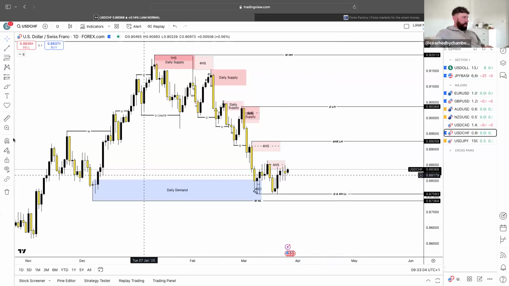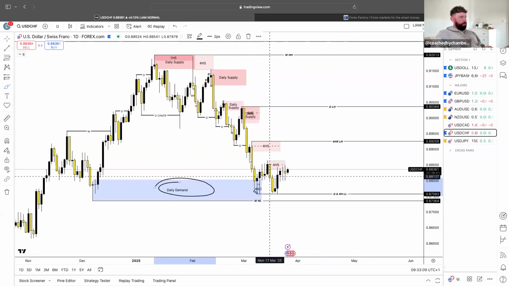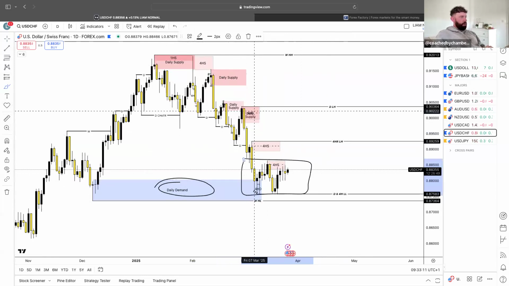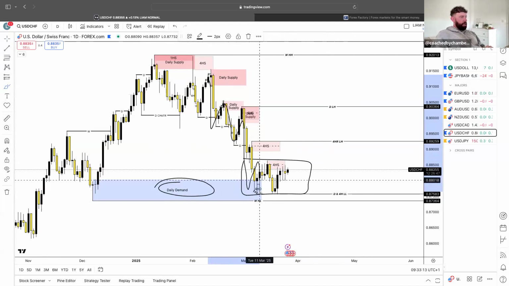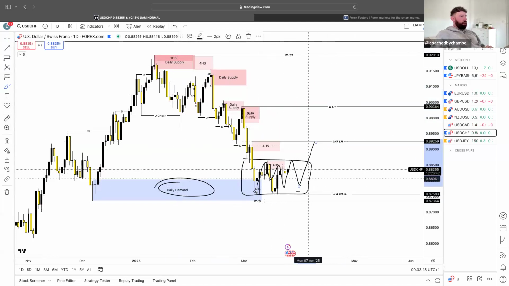Now, obviously, if you look at this daily demand that we're in, we're currently reacting. But if you look at this, it's a lot of sideways movement. If you look at the trend that's happening here compared to this area here, we're still waiting for a break of either side so that I can make a decision.